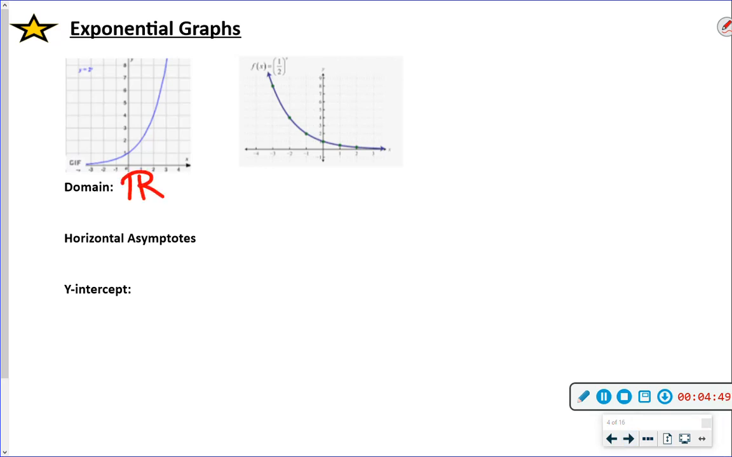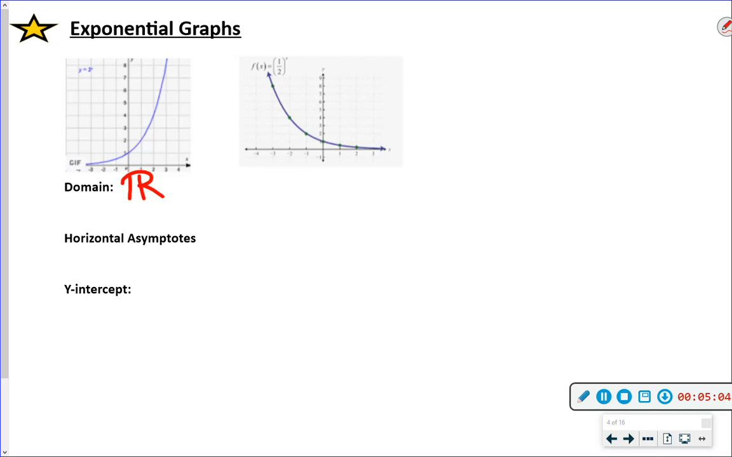There's no restriction. I can put any number I want, as you just saw in that last problem, for an exponent. I had a fraction, I had a negative, I had pi, I had square root of 2. You can use anything you want for an exponent. So the domain on these are always all real numbers.